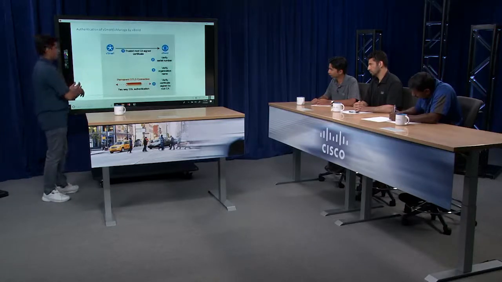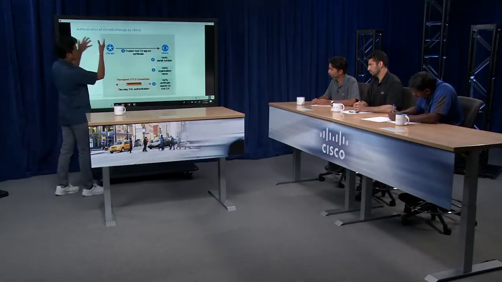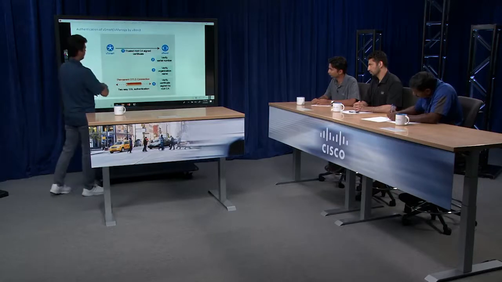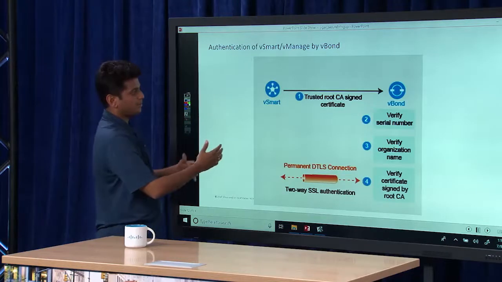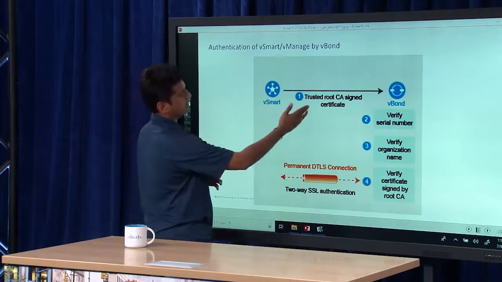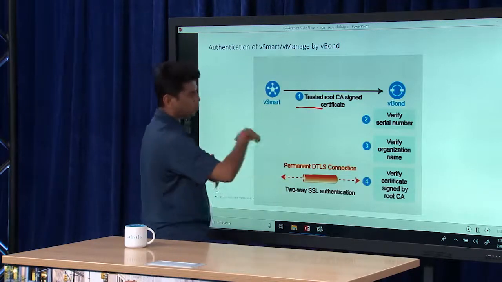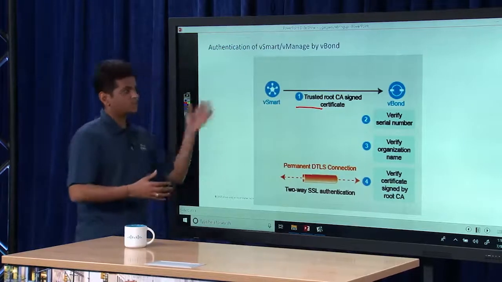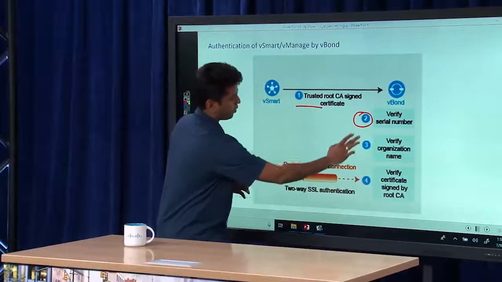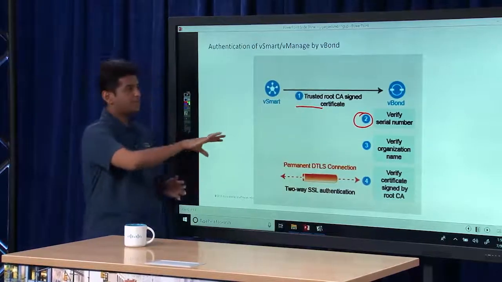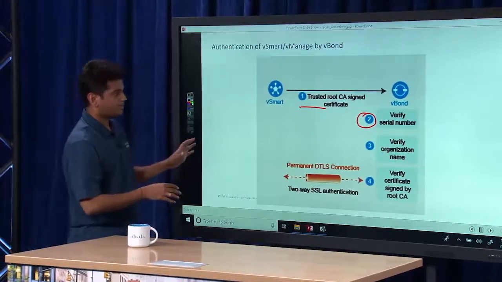Now on the reverse side, authentication of the vSmart by the vBond. As you can see, the steps remain more or less the same. Here the vSmart would send his trusted root CA signed certificate over to the vBond. This is an important step where the vBond would verify the serial number of the vSmart.